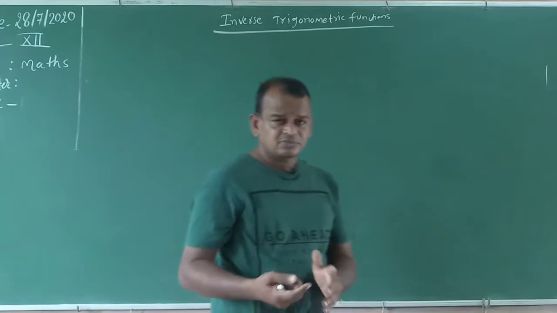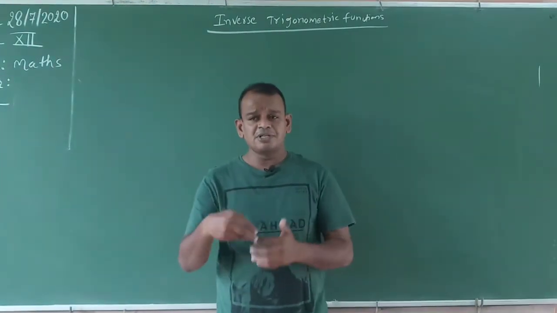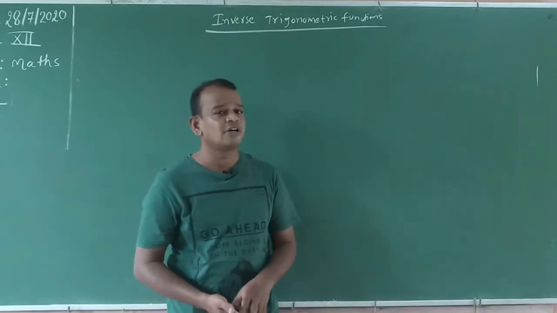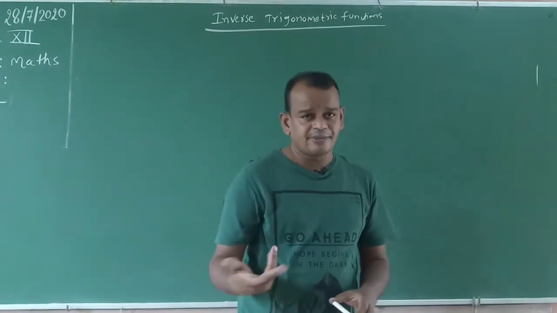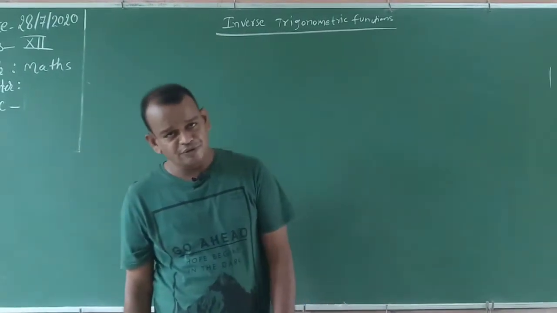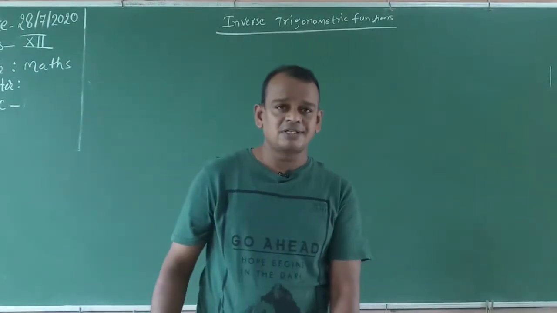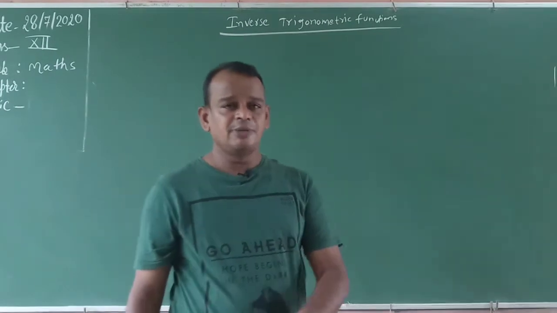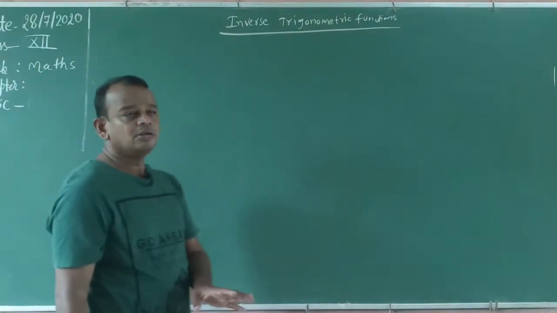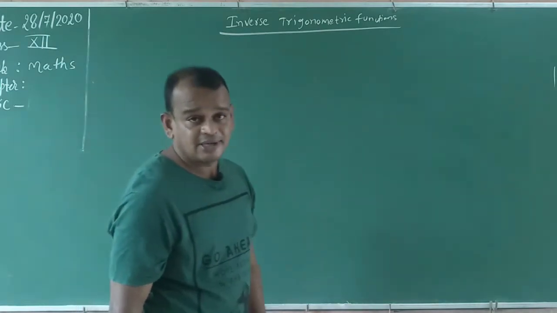After completion of that, identities, you know very well. Sin square theta plus cos square theta equals 1, secant square theta minus tan square theta equals 1, cosecant square theta minus cot square theta equals 1. You know very well, each and every one. Now conversions. Degrees will be converted to the radians, radians will be converted to the degrees. All you learned in class 11.